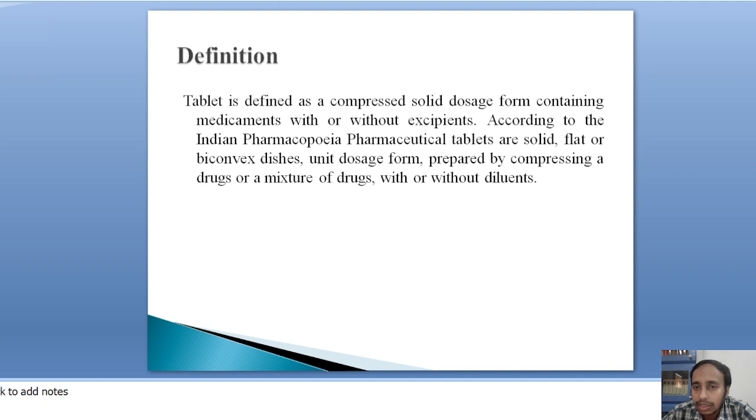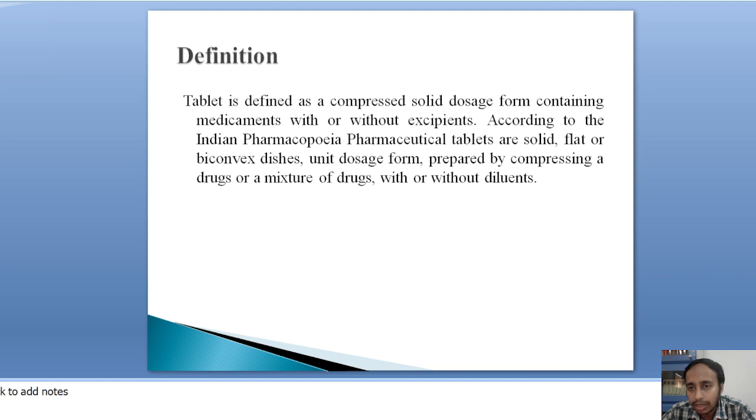Unit dosage form means the dosage form contains a unit dose of the drug. If I am taking one tablet, it should contain 500 mg or 1000 mg, depending on the strength of the dosage form. And it is prepared by compression. Compression means pressure. When we exert pressure, the tablet will form; otherwise, it will be a powder. Generally, compression is done using machines. So, a tablet is manufactured by compression.